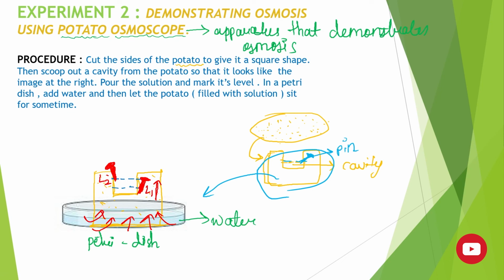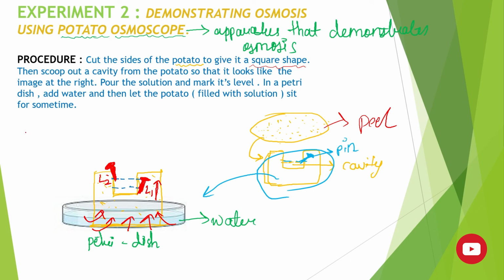Now let us read the procedure that is written. First we have to cut the sides of potato to give it a square shape, but before cutting the sides of the potato we have to peel the potato as well. So make sure we first peel the potato and then we give it a square shape, very simply. Then we have to scoop out a cavity from the potato so that it looks like the image at the right, like this. Then we have to pour the solution.